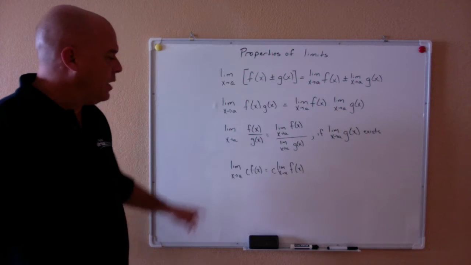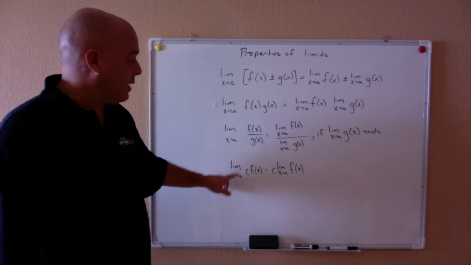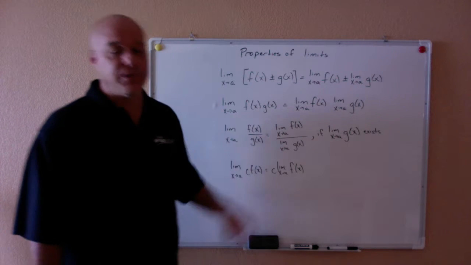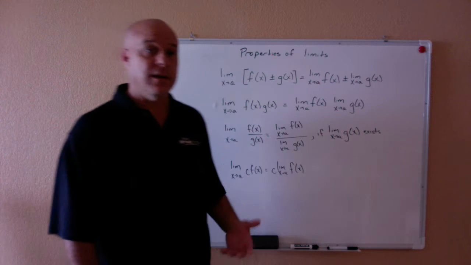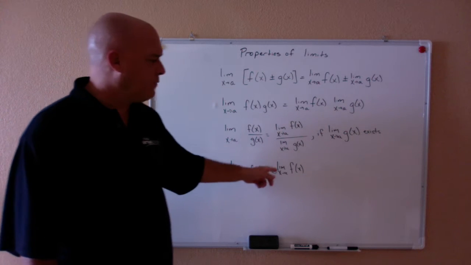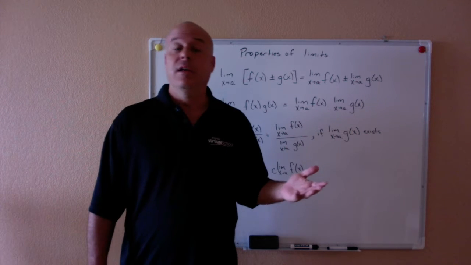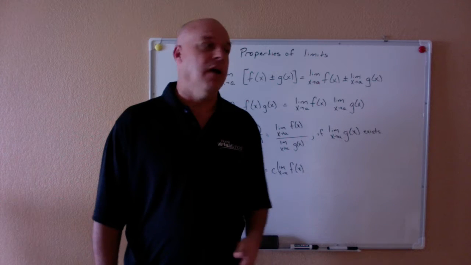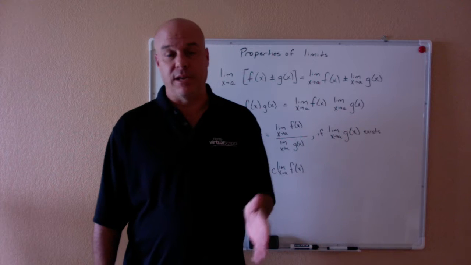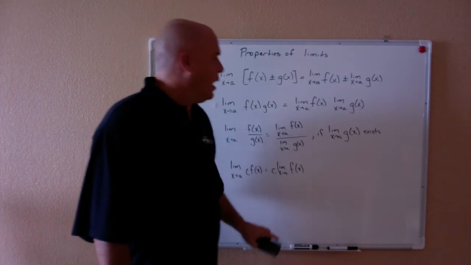The last one here: c is a constant. If we have the limit as x approaches a of c times f of x, then we can pull that constant out of the limit, because it's not being affected by any x value there. It can slide outside of the limit, and then we find the limit of the function and multiply that by the constant. So if I had something like the limit as x approaches a of 3x squared, I can pull out the 3 and make that 3 times the limit as x approaches a of x squared. So those are our basic properties for limits.